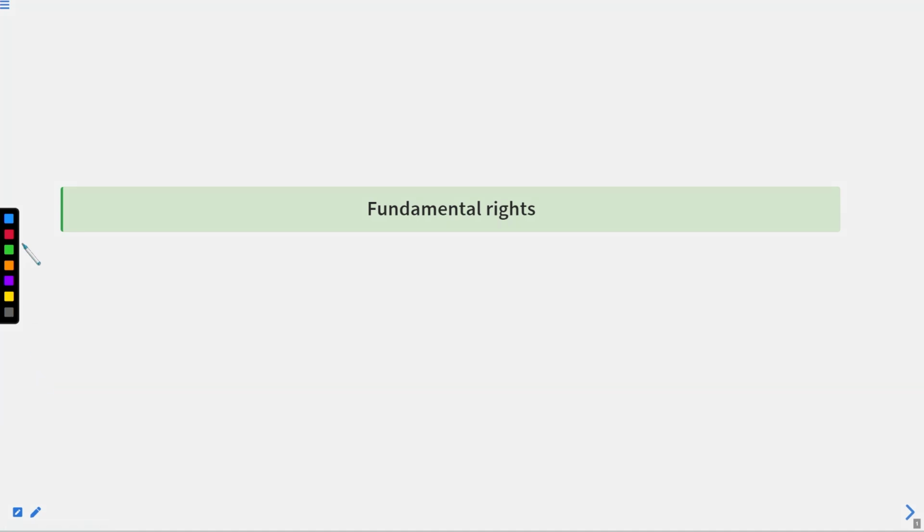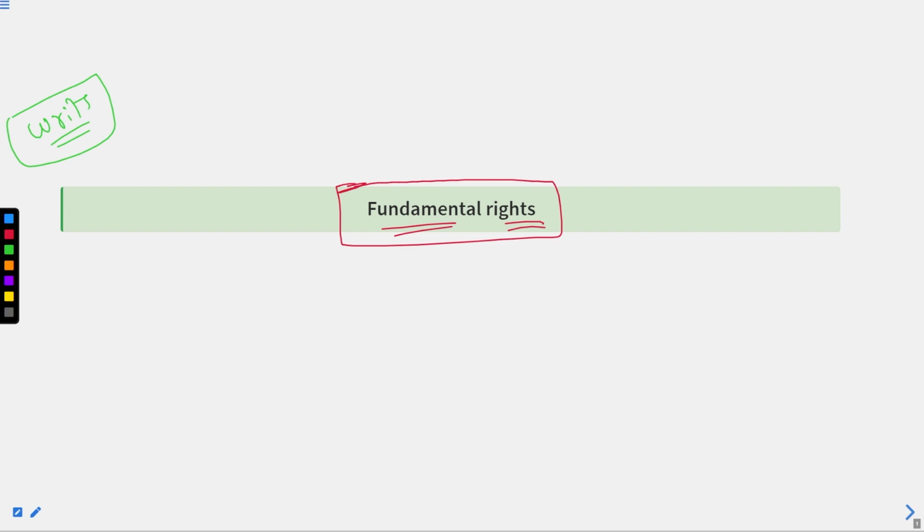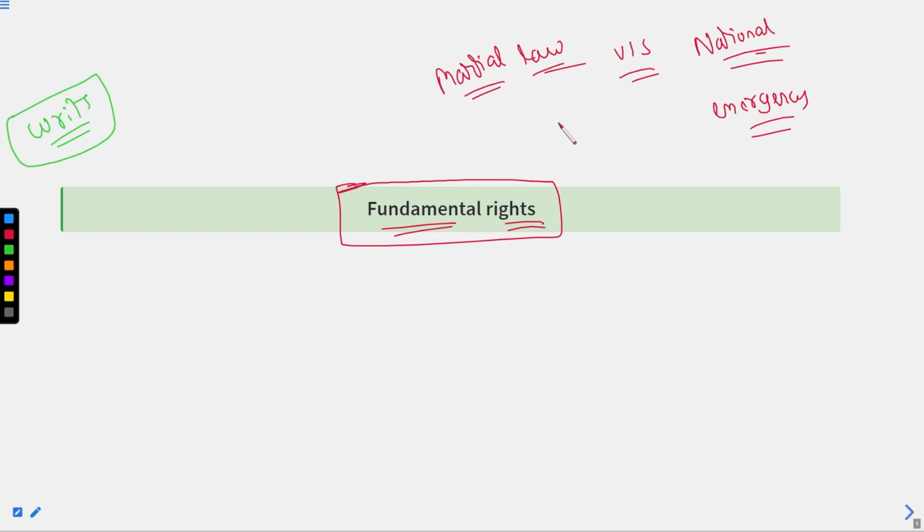So students, as we know, we are covering the fundamental rights. In the previous lecture, we had finished with the writs. All the types of writs we had discussed, and even we had discussed the difference between martial law versus the national emergency. We had completed it.